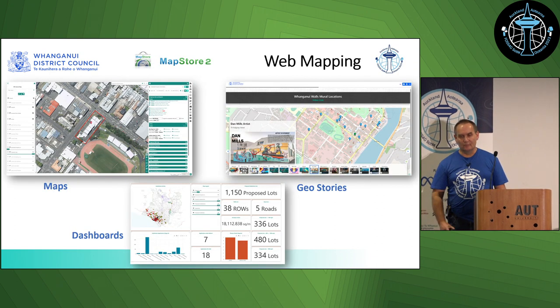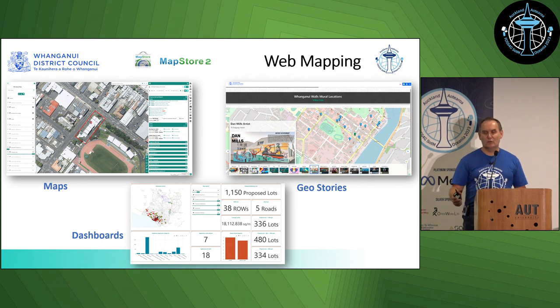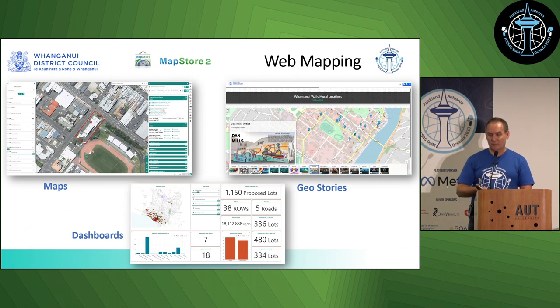Okay, so from a front-end point of view, this is our web mapping, which is based on MapStore. So obviously that provides us with straight web mapping capability. Dashboards, you'll see there's a dashboard below there which gives us an indication of proposed subdivision activity within our district. And that's both charts, maps, and counters, and so on.